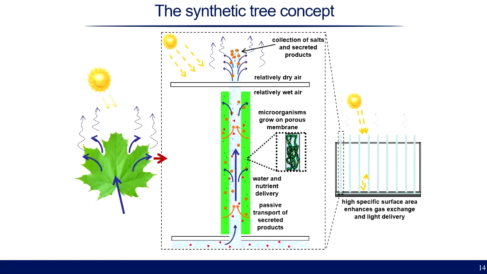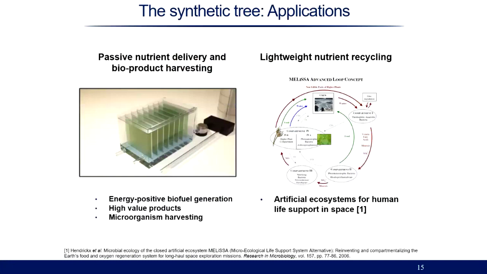So the center, this is a cross section of a single synthetic leaf, and then if you look to the figure on the right, this is kind of how multiple synthetic leaves would fit into a synthetic tree system. So another advantage of this is that there is a lot of surface area for the algae biofilm in order to exchange gases with its environment, and there's also a lot of surface area for light delivery. Next slide, please.